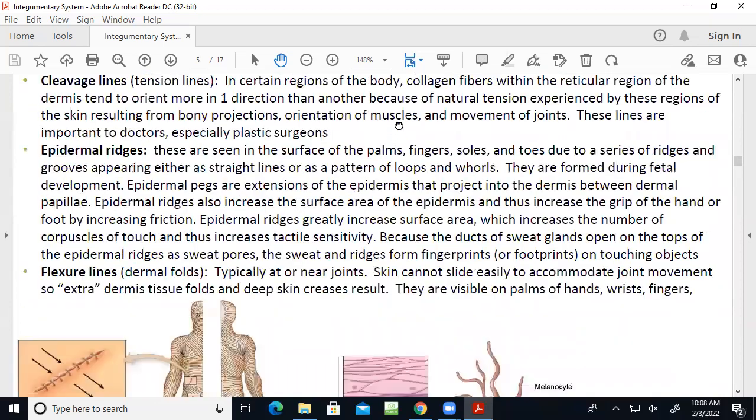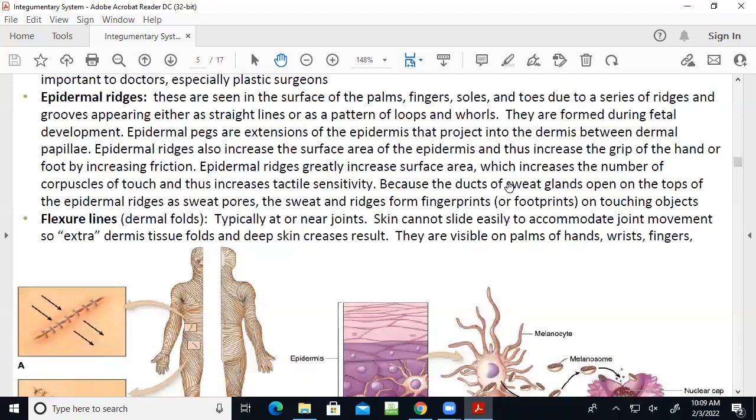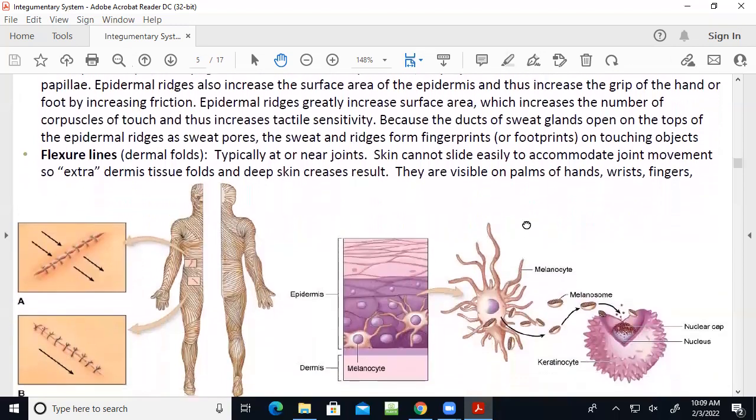So once again, it's that jigsaw connection so that there's a really strong connection between the two. Because the ducts of sweat glands open on the tops of epidermal ridges as sweat pores, sweat and ridges are going to form our fingerprints or footprints when touching objects. So you have all heard of fingerprints, and now you know why we have them.